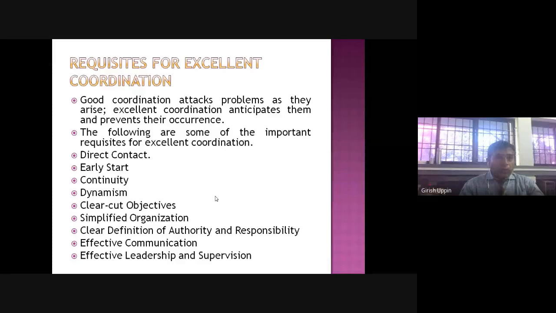Requisites for excellent coordination. What are the requisites? Good coordination attacks the problems as they arise. Excellent coordination anticipates them and prevents their occurrence. Following are some of the important requisites for excellent coordination: direct contact, early start, continuity, dynamism, clear-cut objectives, simplified organization, clear definition of authority and responsibility, effective communication, effective leadership, and supervision. So coordination will help in all these things.